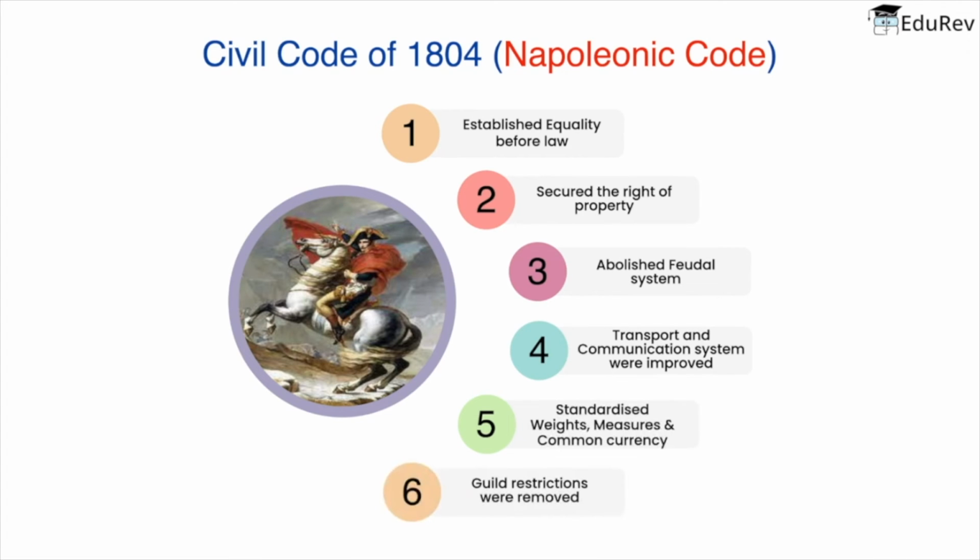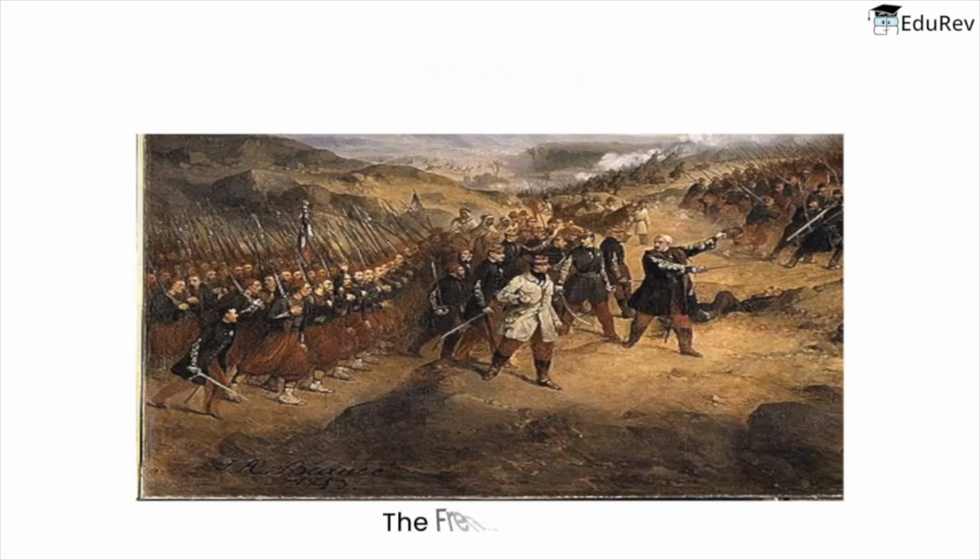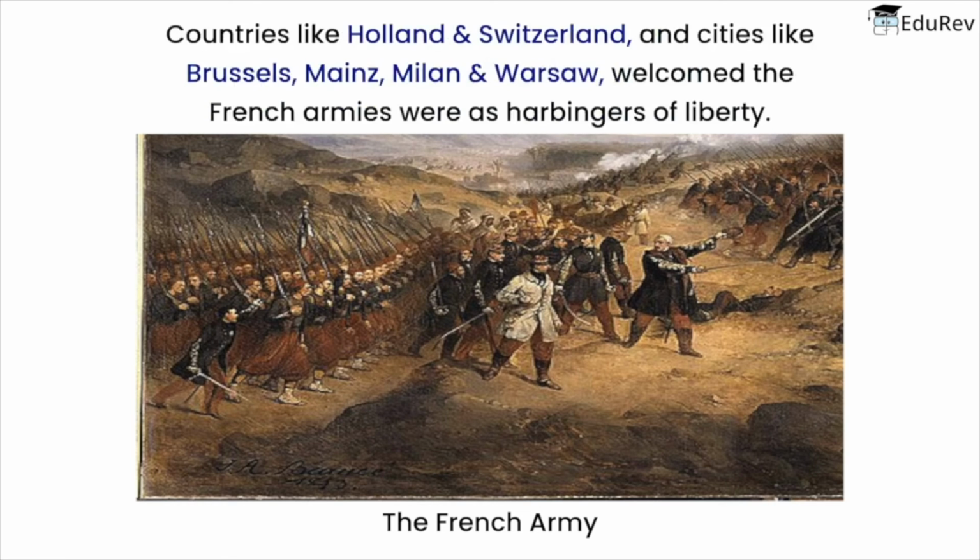However, in the areas conquered, the reactions of the local populations to French rule were mixed. Initially, in many places such as Holland and Switzerland, as well as in certain cities like Brussels, Mainz, Milan, and Warsaw, the French armies were welcomed as harbingers of liberty.